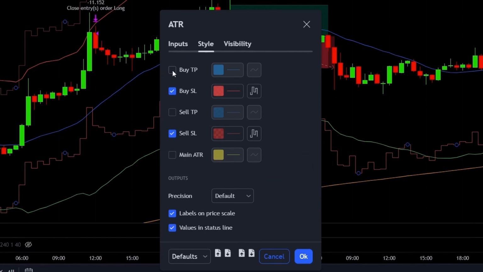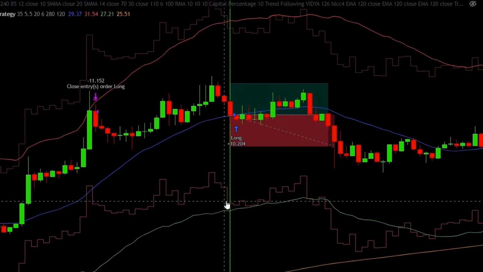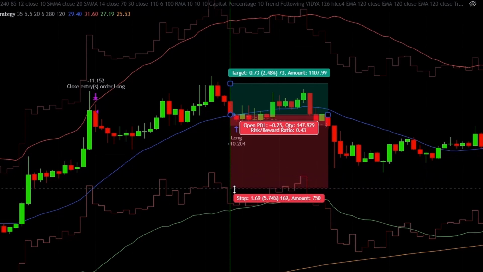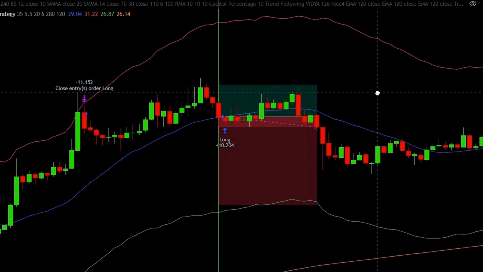In the styles tab, I just untick the buy TP, the sell TP, and the main ATR, and change the line styles to step line. This way it will be easier to see. Now you can see a lower band and an upper band. In case of a long position, we will put our stop loss at this lower band. Let's hide the stop loss indicator as we won't need it anymore.